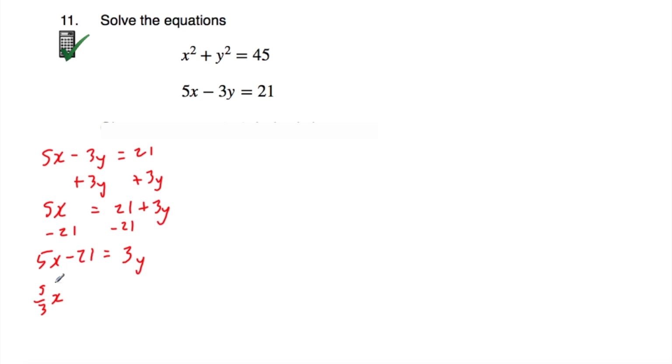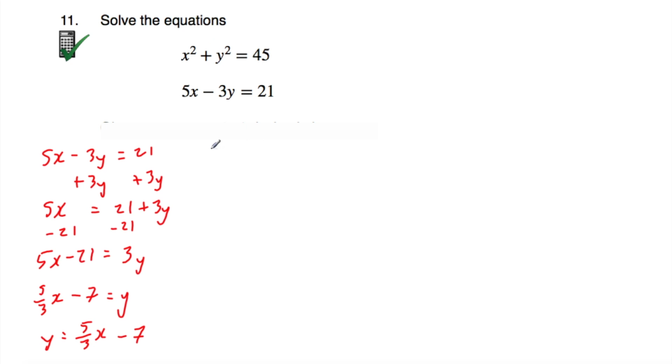You could even write it as a decimal if you wanted to, 1.666666, and so on. I'm going to write it as 5/3 x, because 5 divided by 3 is 5/3. And then we had minus 21, dividing that by 3 gives minus 7, and that equals y. So we now have that y is equal to 5/3 x minus 7. This is fantastic. We can now substitute that into our nonlinear equation.